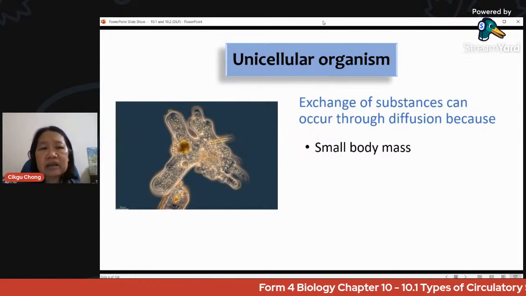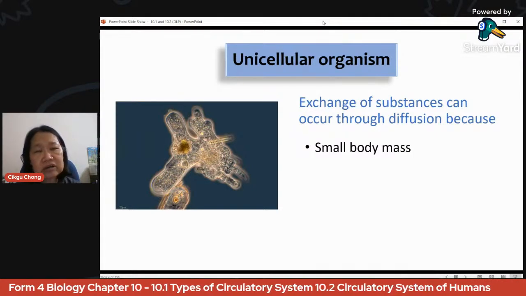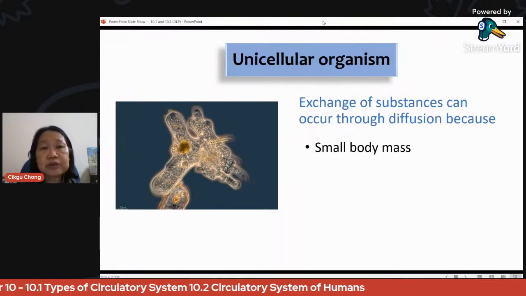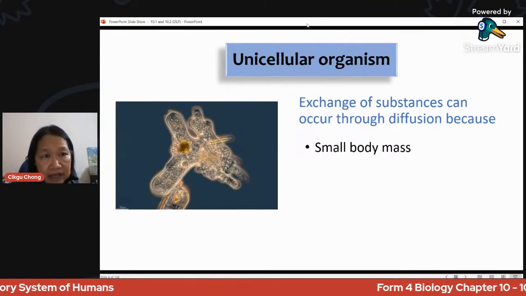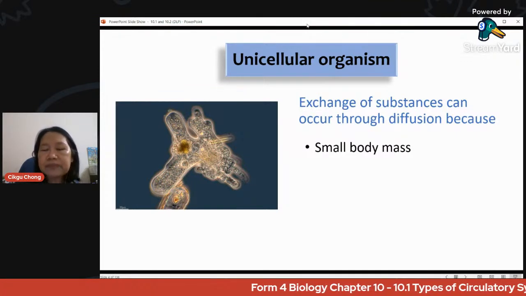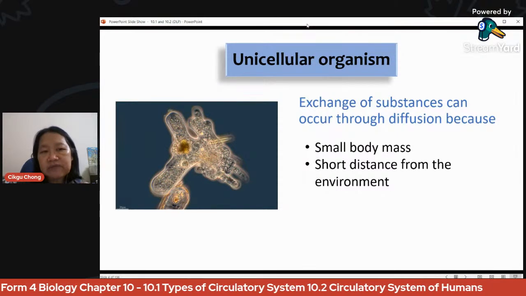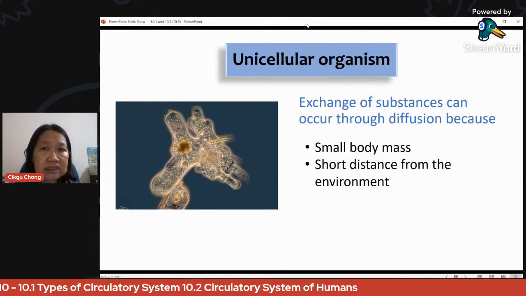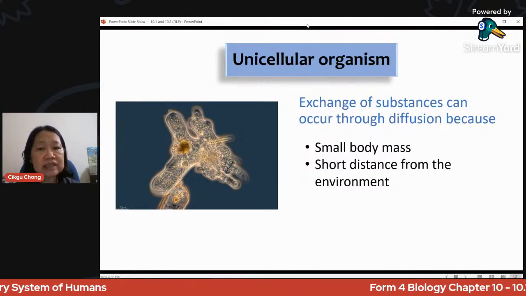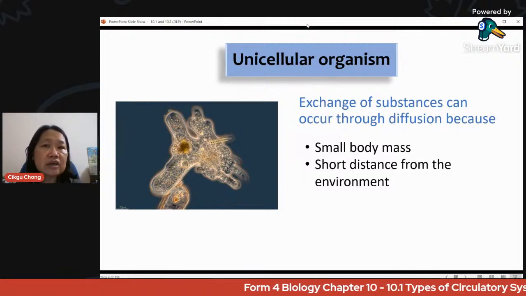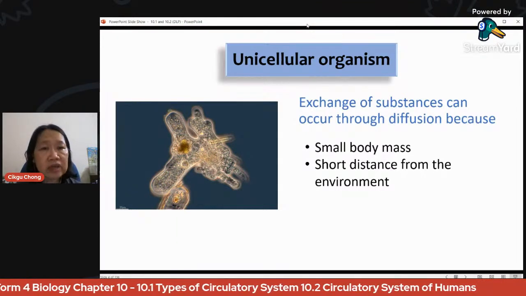So it does not need any complex system to carry these things into and out of the cell, and there are certain reasons why. Because it's unicellular, it's very, very small. It has a small body mass, and of course the volume is also small. There is a short distance from the environment. The internal part of the cell has only a very short distance to go before it can reach the outer side of the cell, so substances can diffuse easily in and out. Short distance only, so you don't need any complex system to carry things inside. Diffusion is adequate to carry out the process.